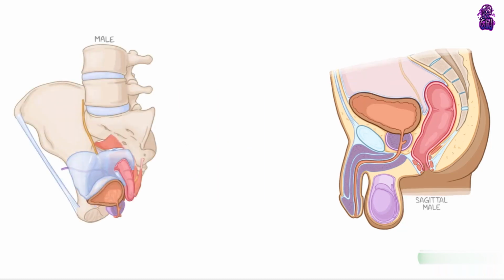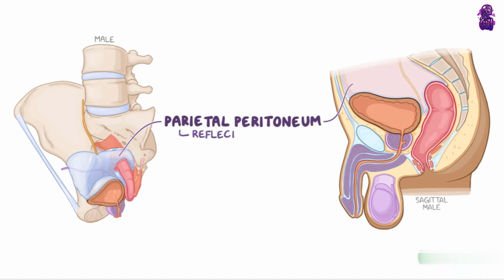Before we learn more about the bladder, let's first look at some of the surrounding structures and how the parietal peritoneum creates folds around the bladder. If you recall, the abdominal cavity is lined by parietal peritoneum, which extends inferiorly into the pelvis and reflects over some pelvic viscera, such as the urinary bladder. These reflections form peritoneal folds that vary between males and females.